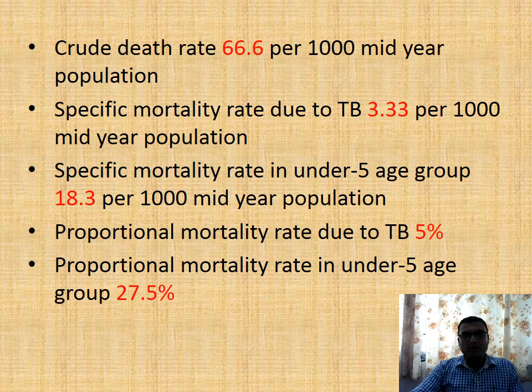Putting all the values given in the scenario, we can calculate the crude death rate as 66.6 per thousand mid-year population. The specific mortality rate due to TB is 3.33 per thousand mid-year population. The specific mortality rate in the under 5 age group is 18.3 per thousand mid-year population. Then the proportional mortality rate due to tuberculosis is 5% and the proportional mortality rate in the under 5 age group is 27.5%.